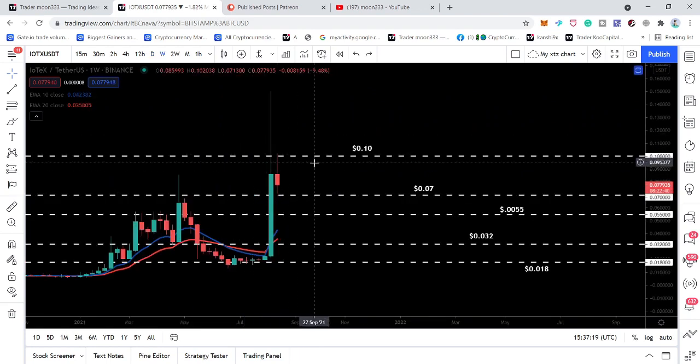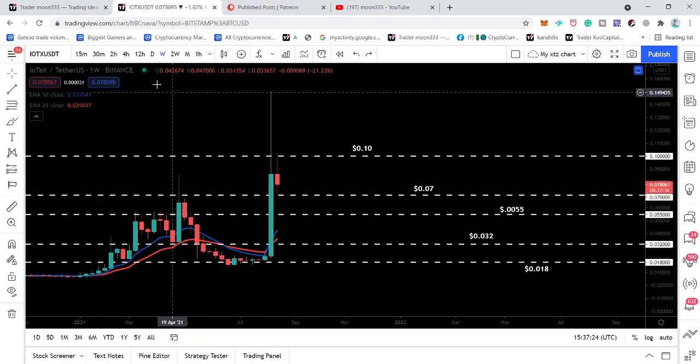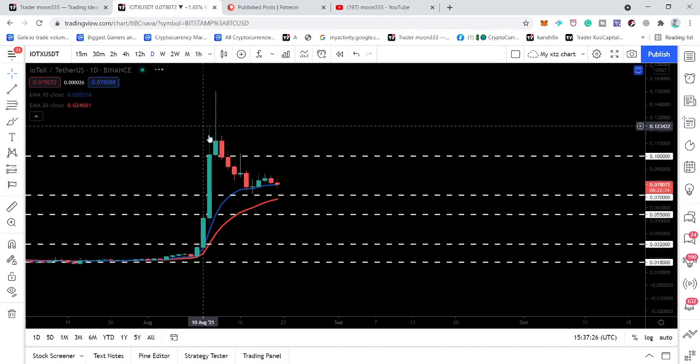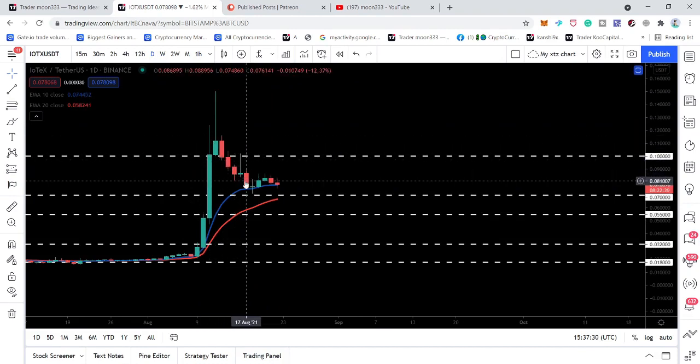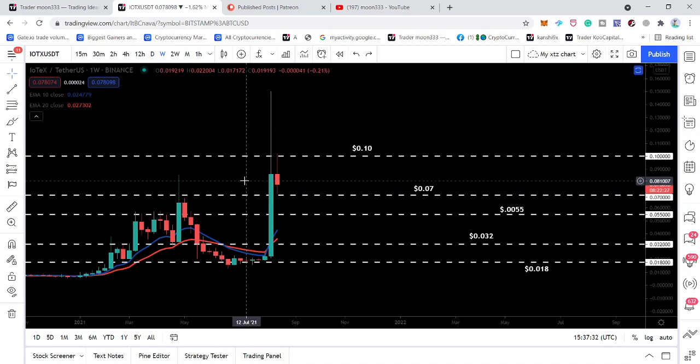Here we also had a very strong resistance at 7 cents. The price action on the daily time frame has broken out of the 7 cents resistance, and now it is also testing the 7 cents resistance as a support on the daily and on the weekly time frame.